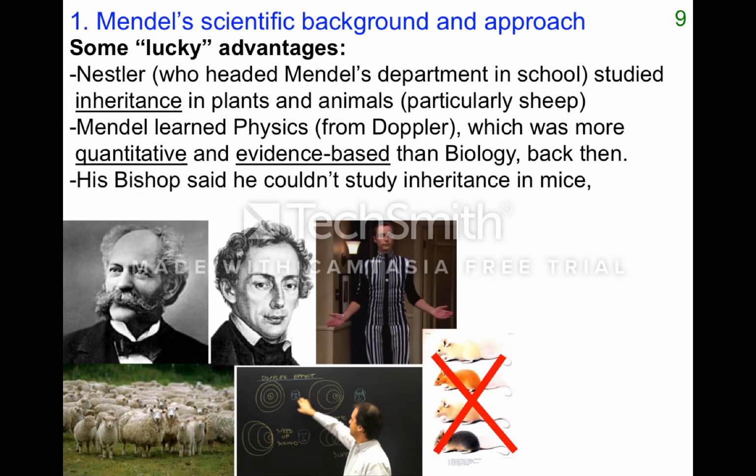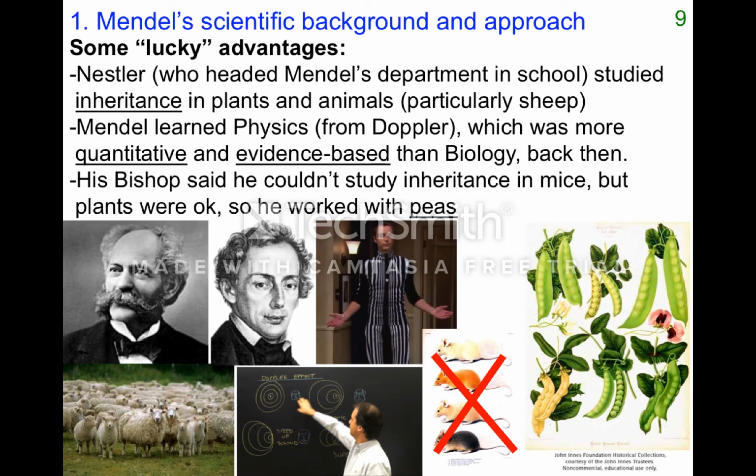Now, another thing that was a happy accident in a way was that he went back to the monastery and told his bishop he wanted to study inheritance using mice, but his bishop said he's not allowed to study the mice, maybe because he didn't want Mendel to spend all day watching mice have sex. So essentially he said, okay, plants are fine, breed plants, don't work with mice. So he worked with pea plants instead, which he had growing in the monastery garden. Turns out pea plants are a way better model.